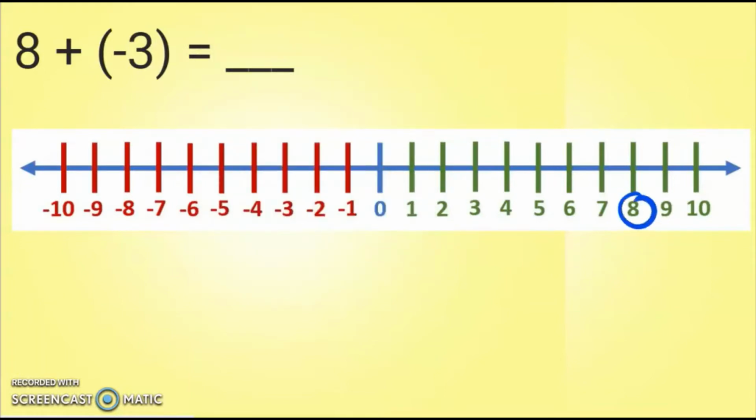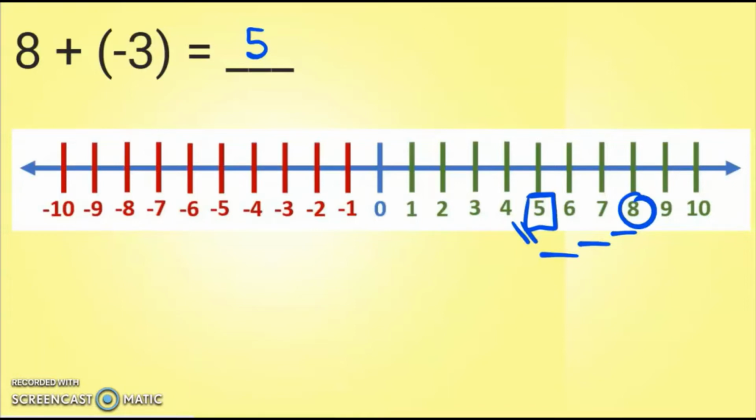And since we're adding a negative integer, we will take steps to the left. So negative 3, 3 steps to the left. 1, 2, 3. And we land on a 5. So 8 plus negative 3 is a 5. So try to observe what is happening here, or what could be our shortcut in finding the sum of a positive and a negative integer.